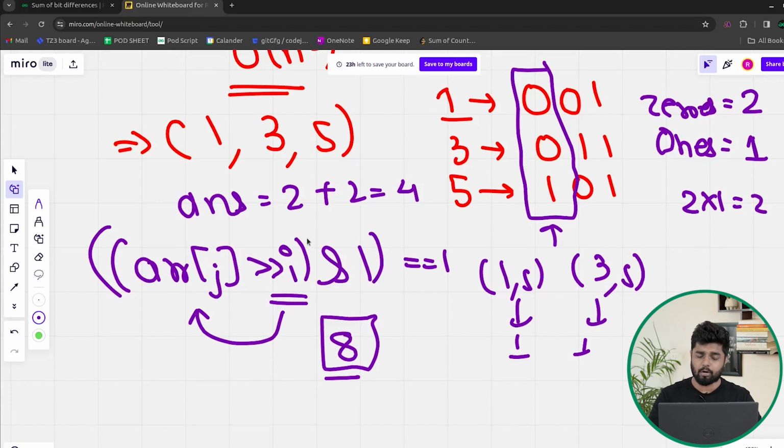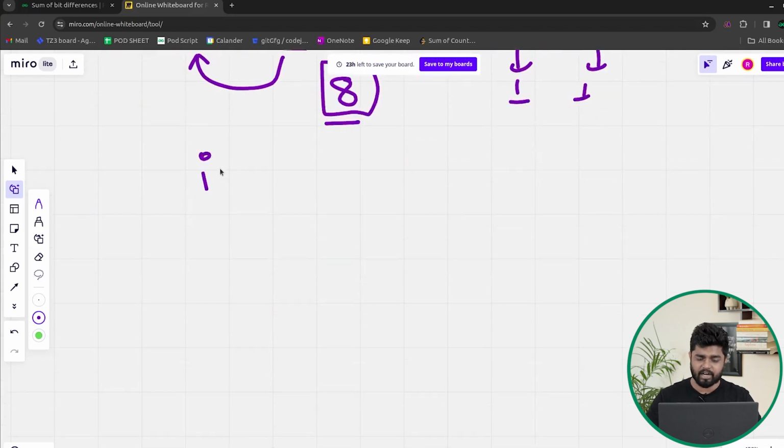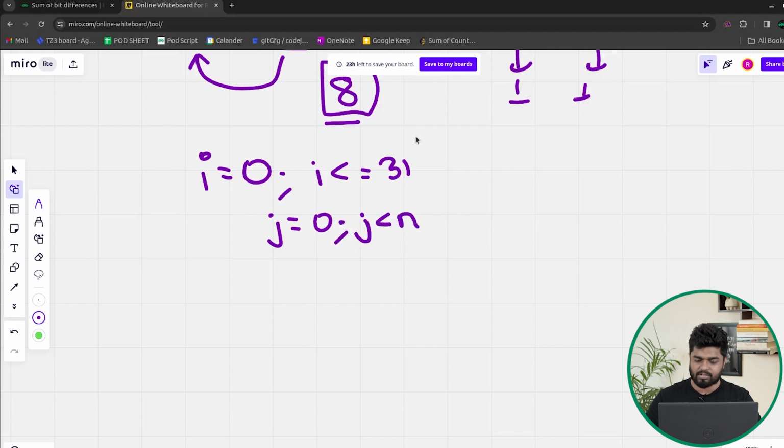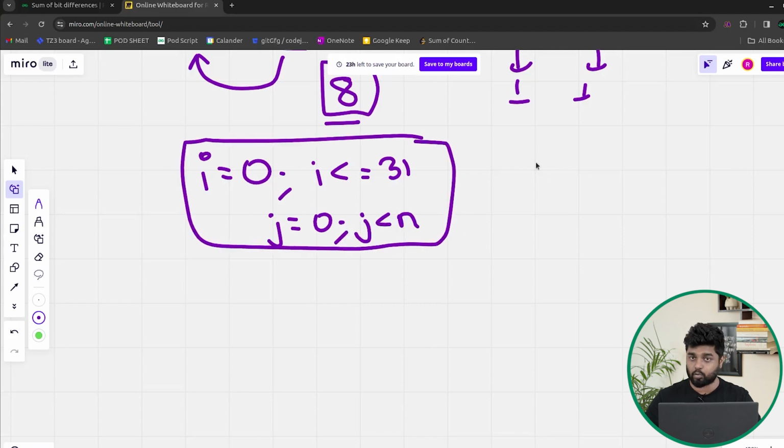So how much will be the time complexity? If you will see now, I will be running a loop i starting from 0 till i is less than equal to 31, and then the j loop will be running from 0 till j is less than n, right? And then I'll do a j plus plus. So this will be what? This will be a nested loop whose complexity will be 32 into n, which is nothing but linear in nature. So for our approach, the time complexity would be roughly order of n, and the space complexity would be order of 1. Let's try and code this up now.